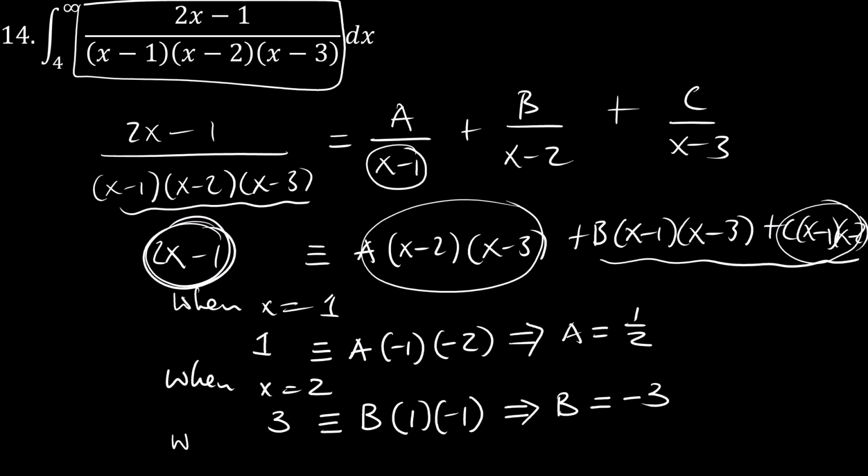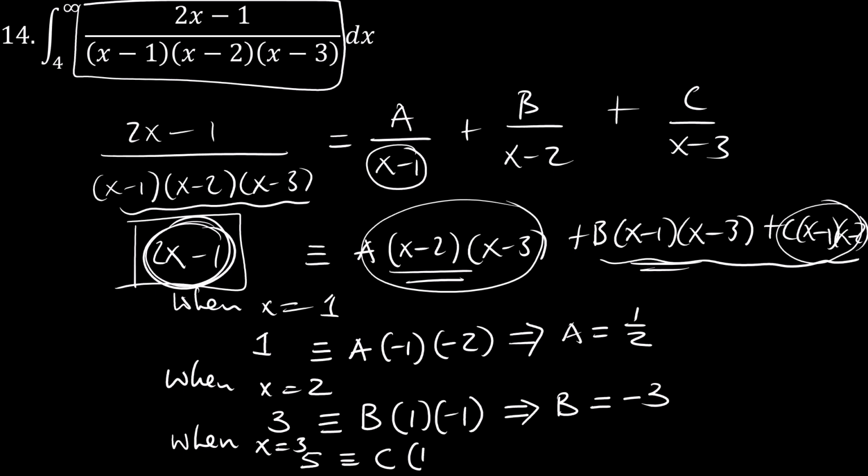When x equals 3, that means that when we substitute it here, we get 6 minus 1, so 5 is equivalent to c, because this part is 0, this part is 0, so we have c times 1 times 2, rather, times 1. In other words, c equals 5 over 2. Okay?